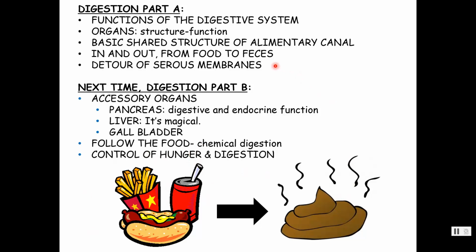And then we're going to take this little detour. We need to understand the serous membranes that are anchoring these organs. And then the second part would be day two, part B. We'll talk about the accessory organs, the pancreas, the liver, the gallbladder, that secrete things into our food tube. And then we're going to talk about the particular enzymes involved in chemical digestion and the control of hunger. More so is going to be under nutrition, but we're also definitely going to talk about the control of digestion. So that is where we are headed.